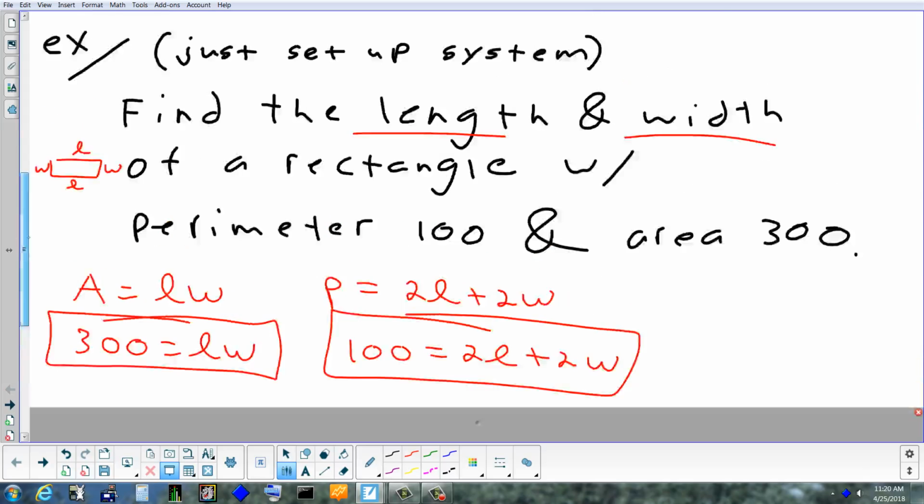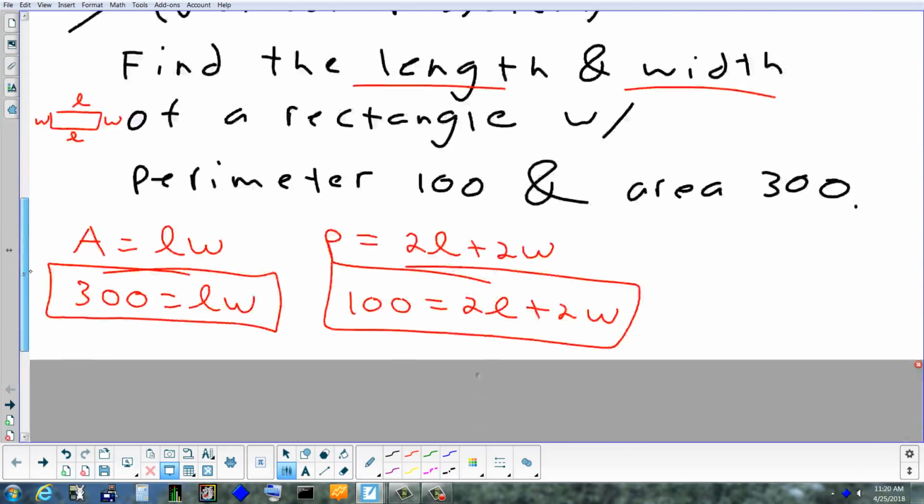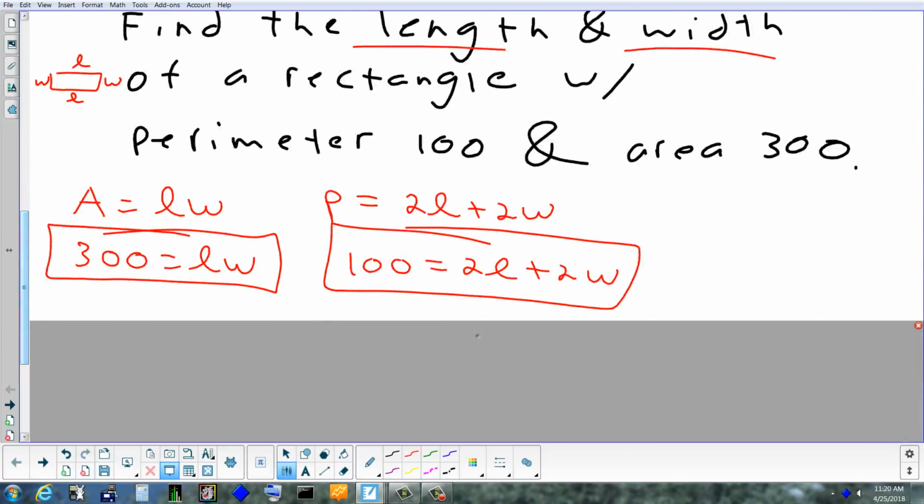Okay, so as far as setting up the system, we're done. Okay, that's all you have to do to set it up. On a test, you would have to know the formula for area of a rectangle. Okay, I wouldn't give you anything like area of an octagon. That's not as common, but area of a triangle, rectangle, things like that, you should know those. Okay. Questions on how we set up the 2 equations?